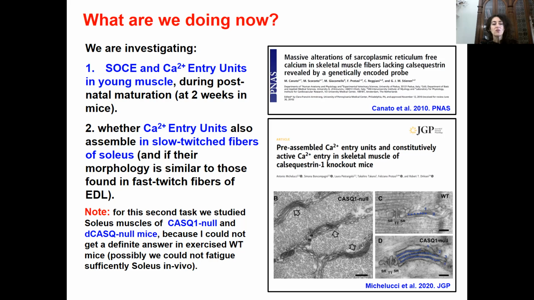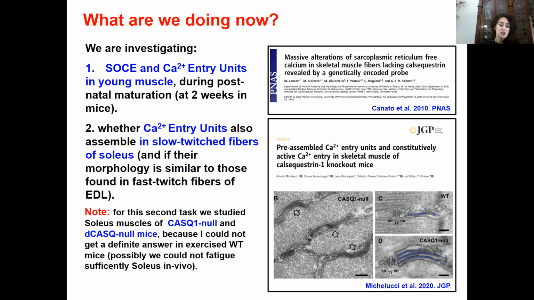And second, we are also investigating whether calcium entry units also assemble in slow twitch fibers of soleus muscle, and if their morphology is similar to those found in EDL. As you can see here, for this second task, we employ two mouse models lacking calsequestrin, a calsequestrin 1 null and a double calsequestrin null mouse. Why? First, because we could not get a definite answer in exercised wild type mice, possibly because we could not fatigue soleus sufficiently in vivo.